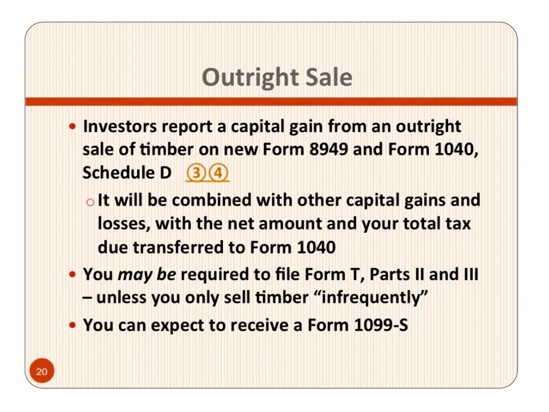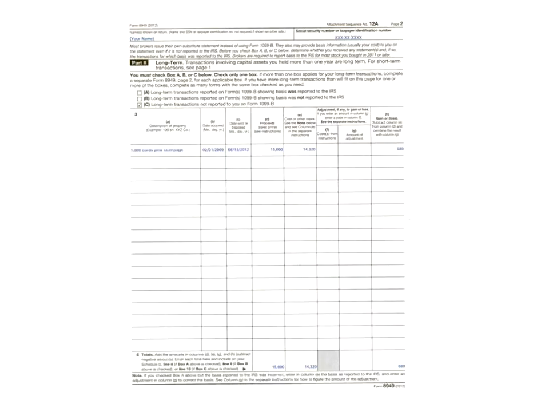Now, if you hold your forest as an investor, you report a capital gain from an outright sale of timber on Form 8949, which is a new form for the 2011 tax year. So you may not have seen that yet. And also on Form 1040 Schedule D. So let me see, that should be the next two slides. So here's the Form 8949. This was developed mostly to report sales of stocks or securities, but there is an option, C: you want to check the C box for a timber sale, that you're reporting a long-term transaction that wasn't reported to you on a Form 1099-B for investment.